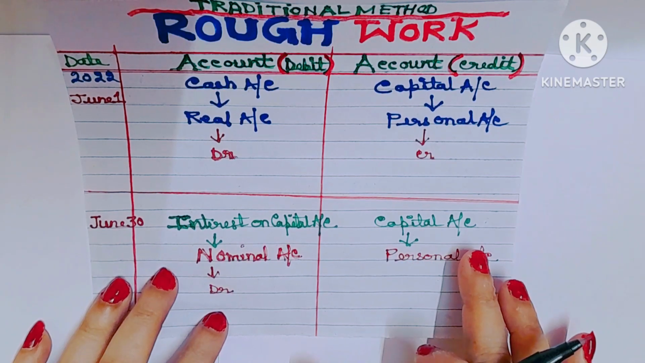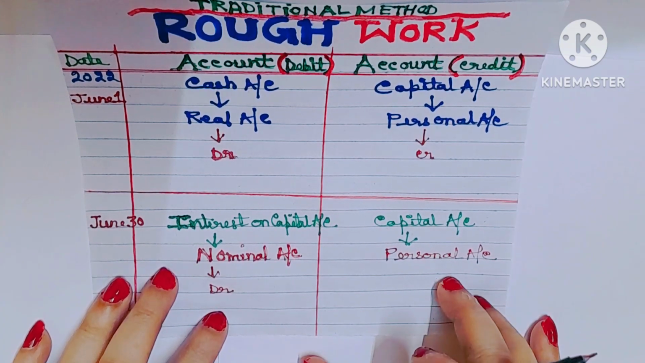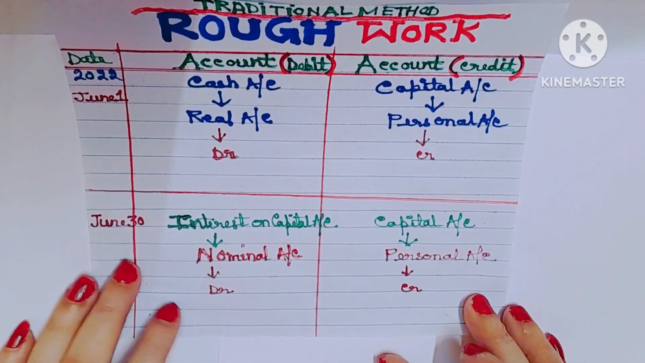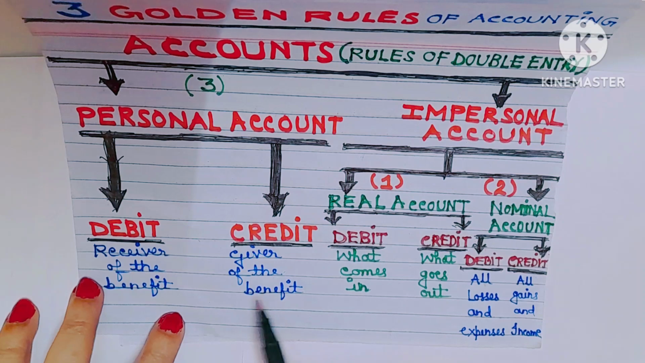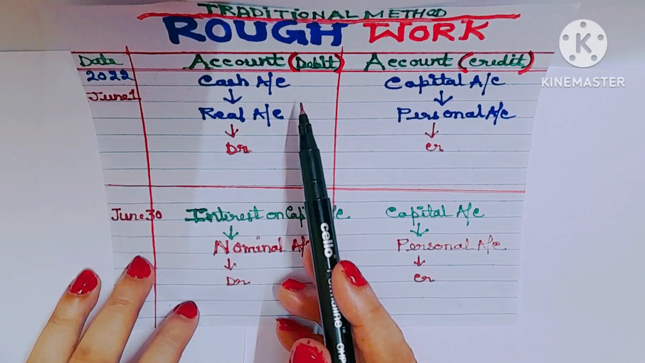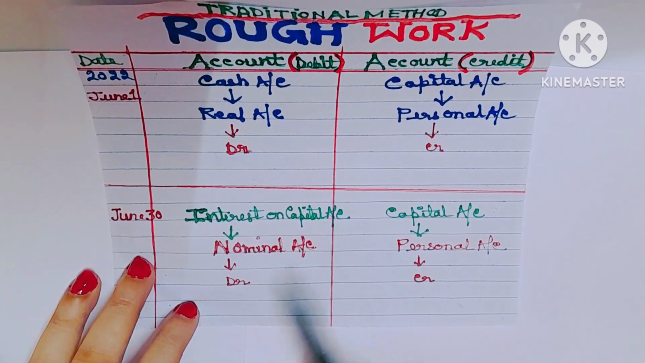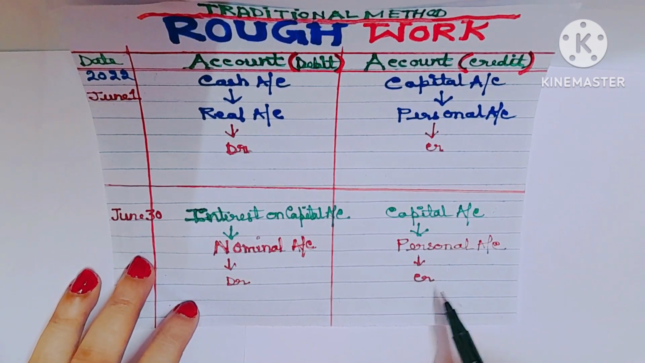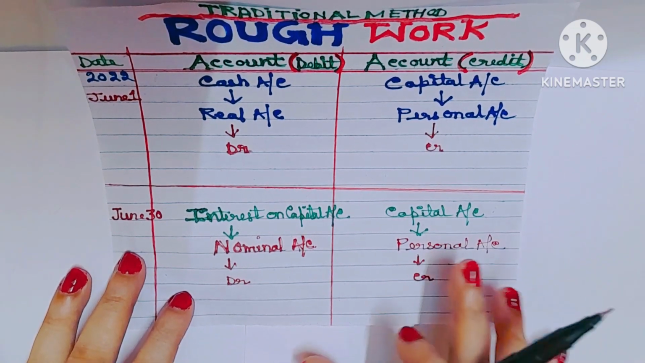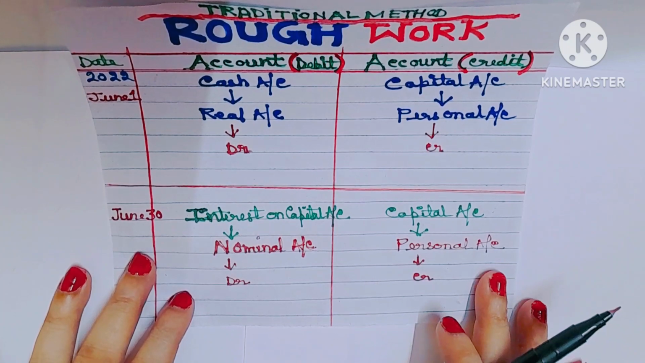Understood? Since capital account comes under personal account, and according to the rule of the personal account, the giver of the benefit is credit. So we'll write credit, CR. CR means credit. So let me show you the chart. See, credit, giver of the benefit, and that is what we have done. So in the first transaction, cash account is debit and capital account is credit. And in the second transaction, interest on capital account is debit and capital account is credit. So we have done this by applying the traditional method of 3 golden rules of accounting. Now let's do this in fair. I've done it in rough work to make you understand. Now let's do it in fair.